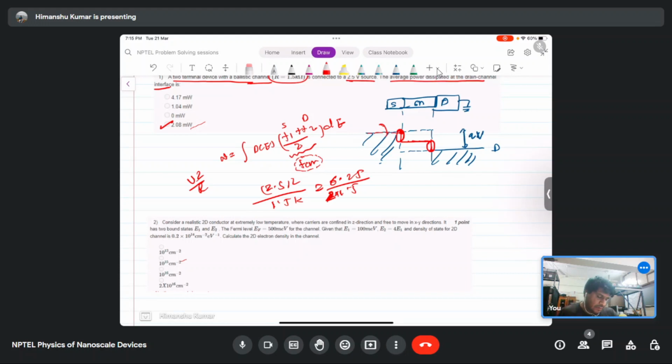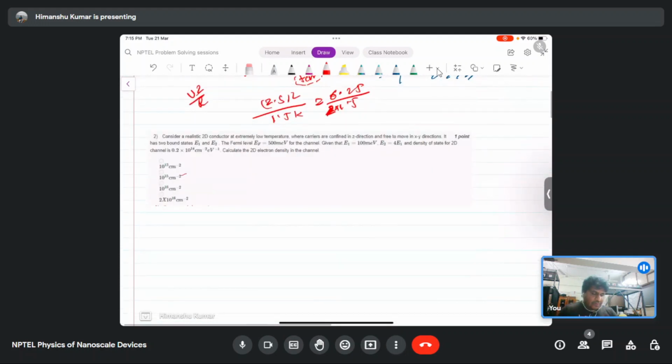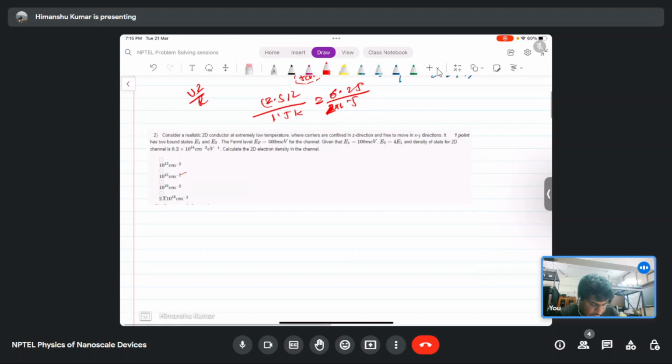Okay, fine. If there is no doubt in this problem, let's move to the next problem. This problem is basically related to how the confinement changes the number of electrons in the channel.